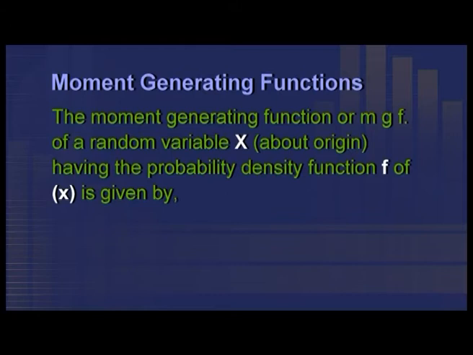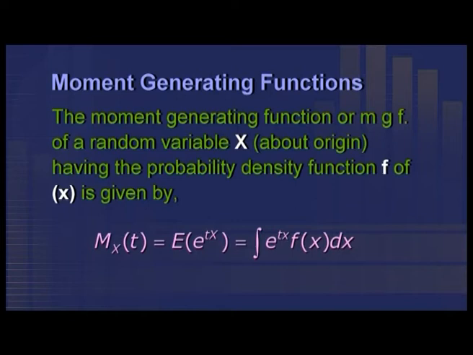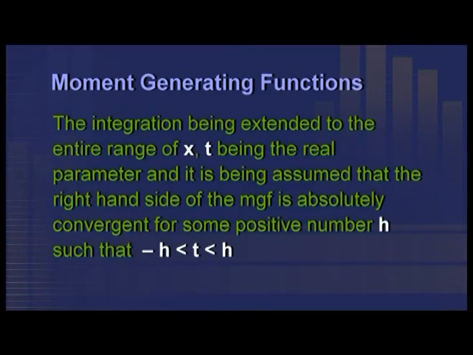The moment generating function, or MGF, of a random variable X about the origin, having the probability density function f(x), is given by M_X(t) = E(e^{tX}) = ∫ e^{tx} f(x) dx. The integration is extended over the entire range of x, t being the real parameter, and it is assumed that the right hand side is absolutely convergent for some positive number h, such that -h < t < h.